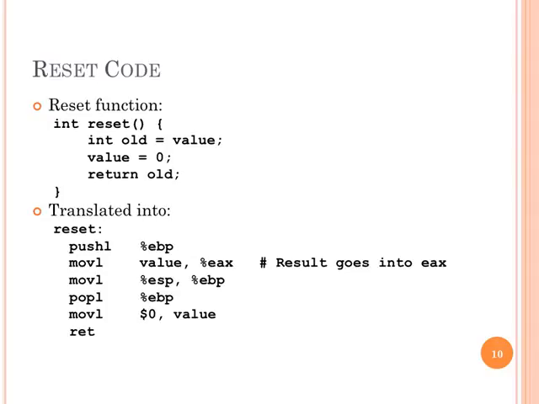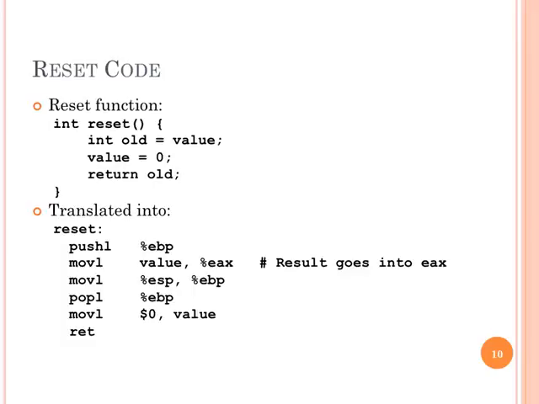Wait a minute. Then we pop EBP and we ret, right? We don't need EBP at all in this function, right? Do we ever use the frame pointer anywhere in this implementation? So you can see that not every function requires a frame pointer. Reset doesn't have any arguments, and so that at least should give you a clue. I don't need a frame pointer in this context.